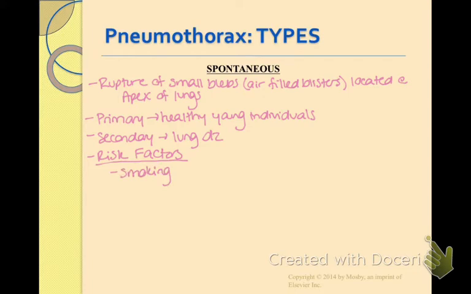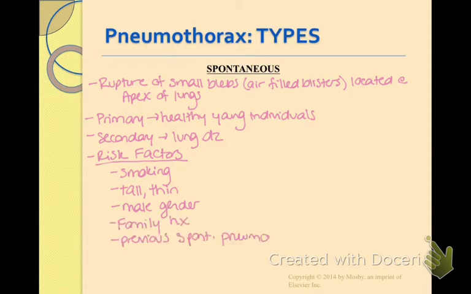Some risk factors are smoking, being tall, thin, and male, and oftentimes a family history or a previous spontaneous pneumothorax. These are very classic. When you see these kids come in, they'll be tall, skinny, 16, 17, 18-year-old boys. They say they were just hanging out and all of a sudden got chest pain and started having trouble breathing and their heart was racing. And we'll do a chest x-ray and they have a spontaneous pneumothorax. There's no history of trauma or anything else.